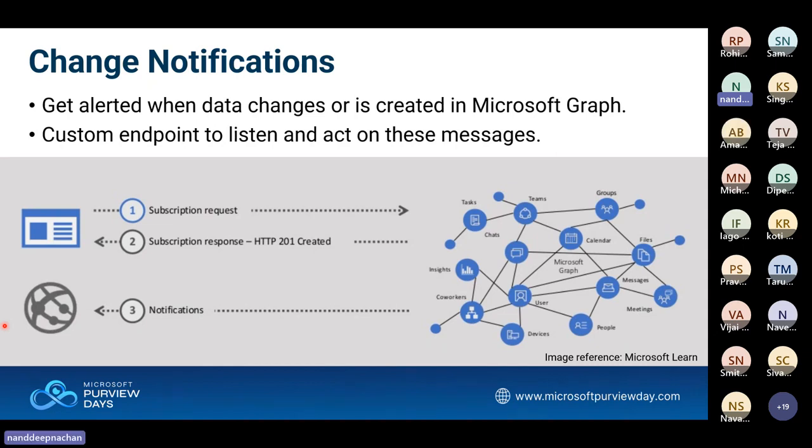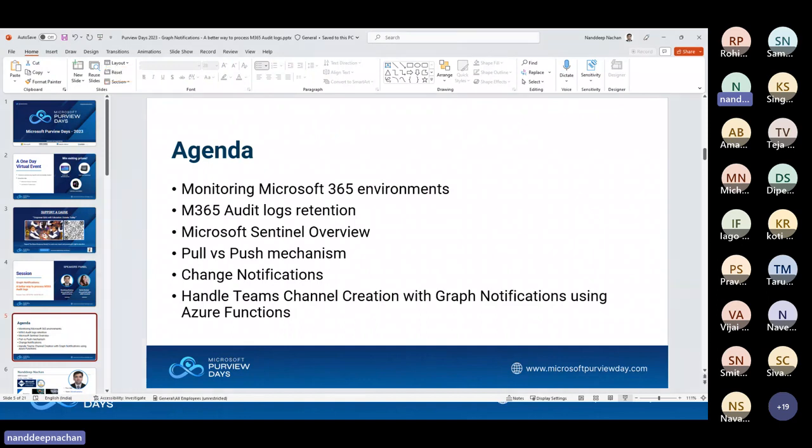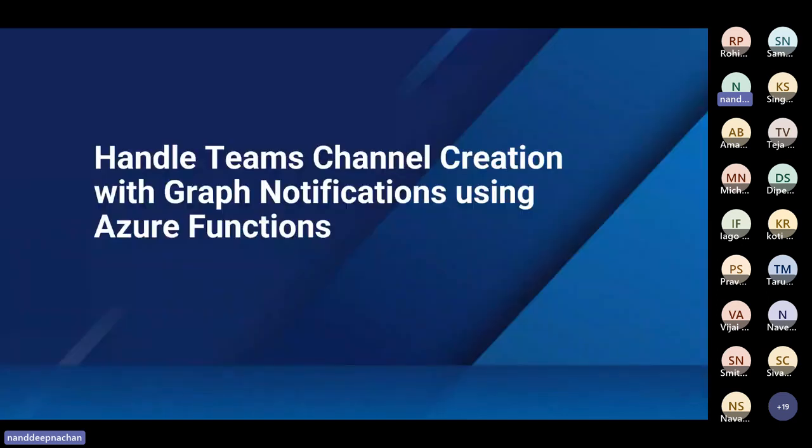if you're finding it a bit difficult to follow this diagram, let's get into a scenario, and from there we should be able to get this more clear. Let's say, for example, we want to handle Teams channel creation with Graph notification, and we are just going to use Azure Functions. But again, in a real scenario, you can also go ahead and use Azure Event Hub as well, which is the more recommended approach than Azure Functions.